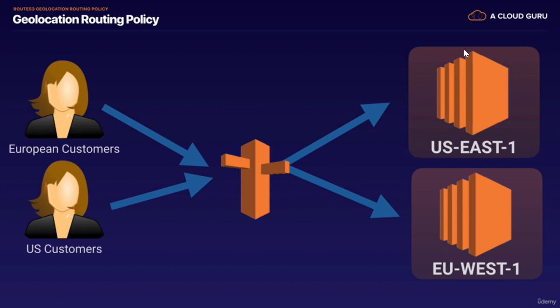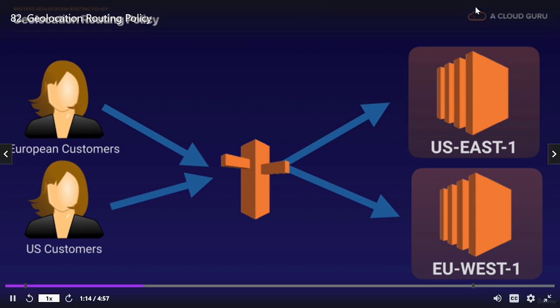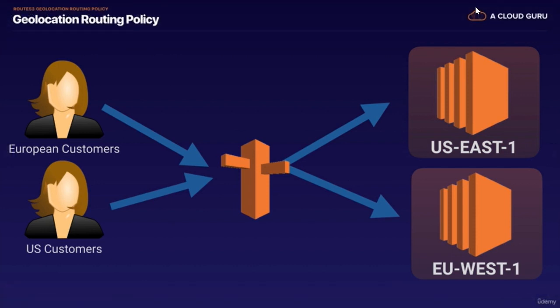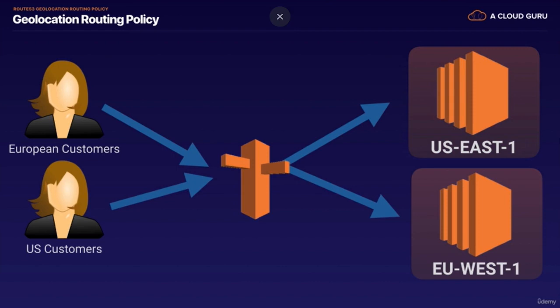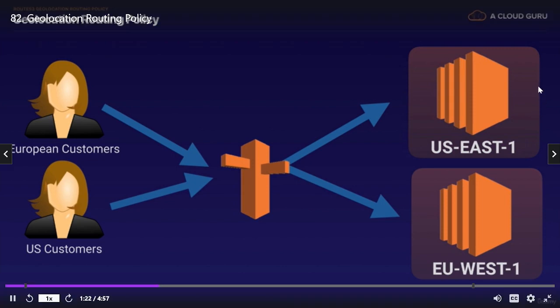Don't confuse it with latency-based routing. As you saw in the latency-based routing lab, even though I'm in London, I was getting better latency over to Ohio than I was getting over to Ireland. And if you really need to lock down which users are going to which EC2 instances, then you probably want to use geolocation routing over latency-based routing. So let's go over to the AWS console.